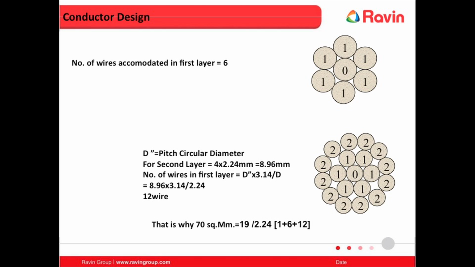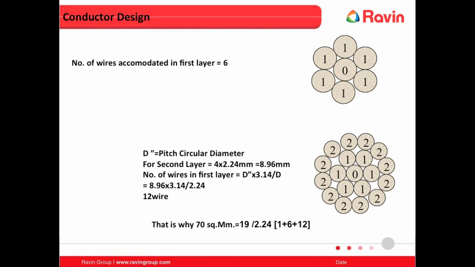Simple geometry tells us that if we are to completely cover the central wire, we will need 6 wires of the same diameter. Similarly, to cover 6 wires, we will need 12 wires of the same diameter. We then hence have a 1 plus 6 plus 12 construction. This would be a good construction.